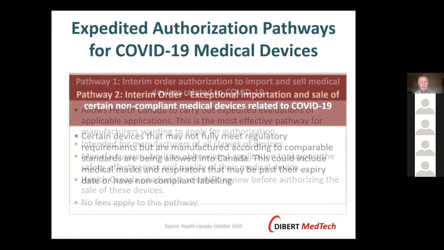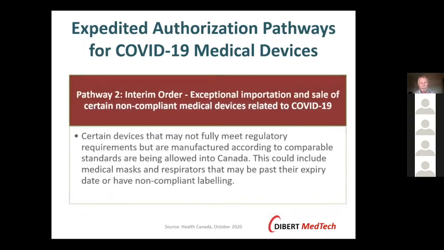The second part was where you can get a product that meets our regulatory requirements in another jurisdiction, what Health Canada calls a trusted regulator. So if you had a device that was authorized for the US or for the UK or for Australia, and it was required in Canada, they used this way to get it in.